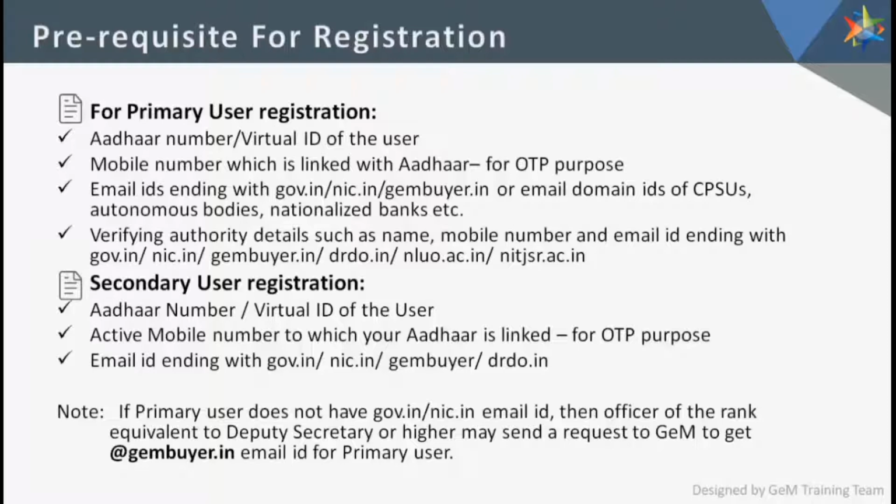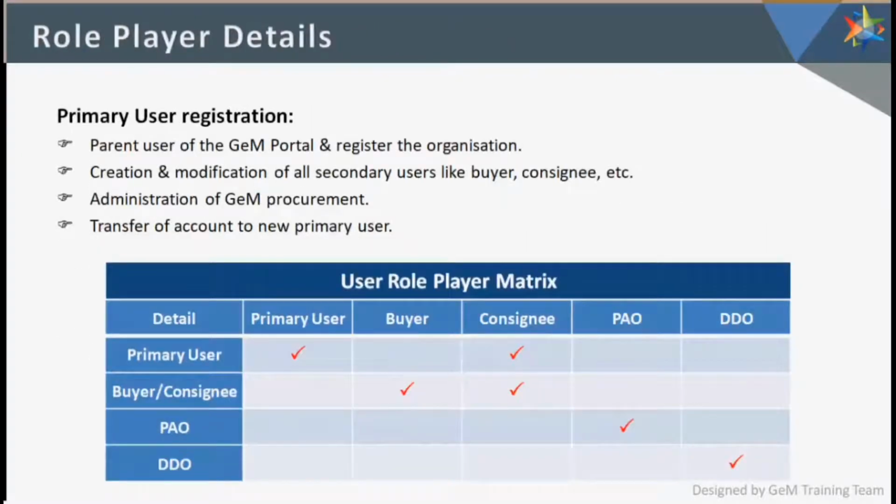If primary user and secondary user don't have GOV or NIC mail ID, an officer of the rank equivalent to Deputy Secretary rank may send a request to GEM to get gembuy.in mail IDs for primary as well as secondary users. Let us understand the roles a particular user may play on GEM for his or her organization.